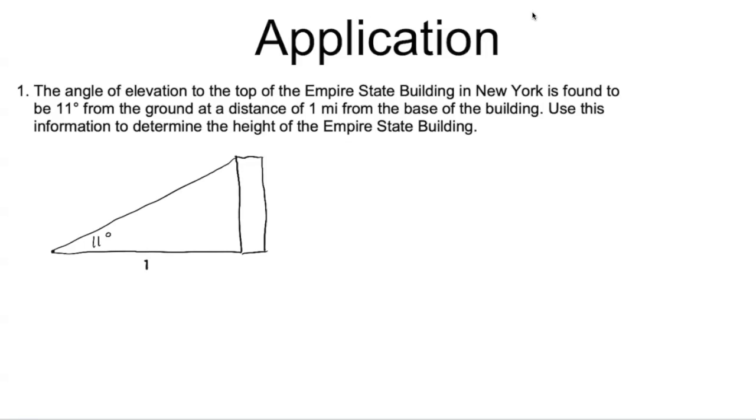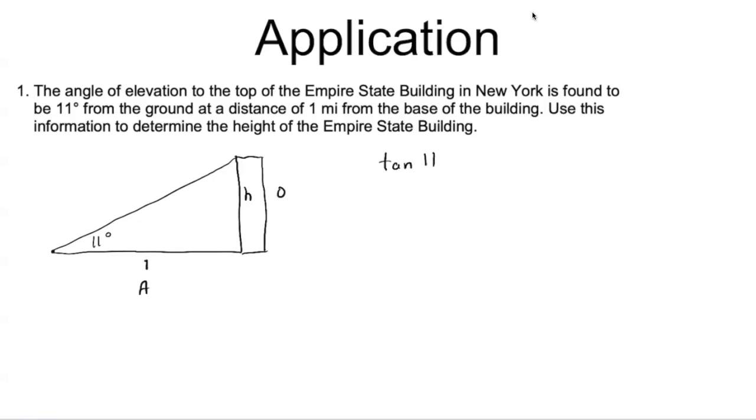So we can use right triangle trigonometry to determine the height of the building. The height of the building, we'll call it H, is opposite the angle that we're given. And the distance from the building is the adjacent side. So we know here we need to use the tangent ratio.